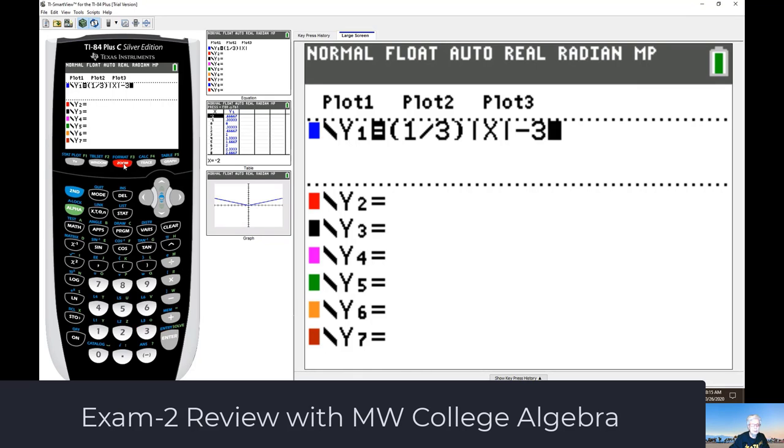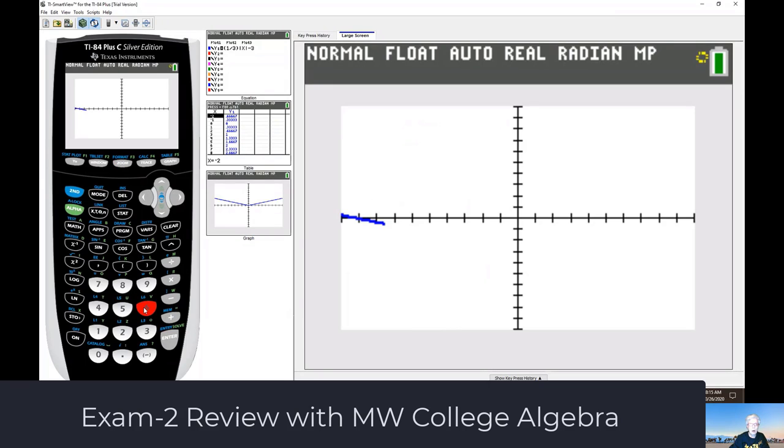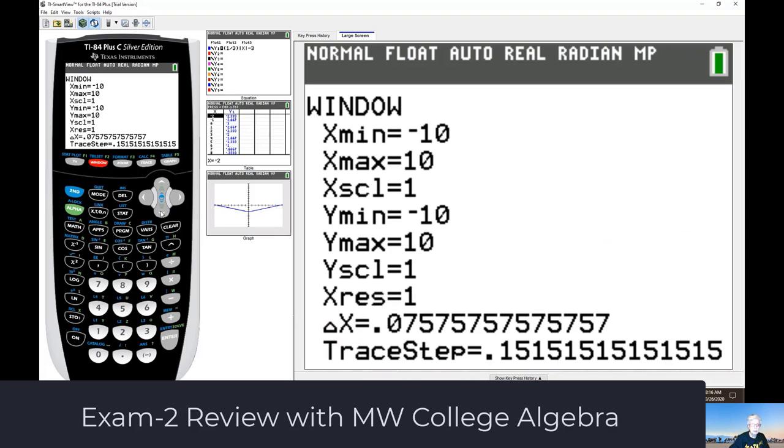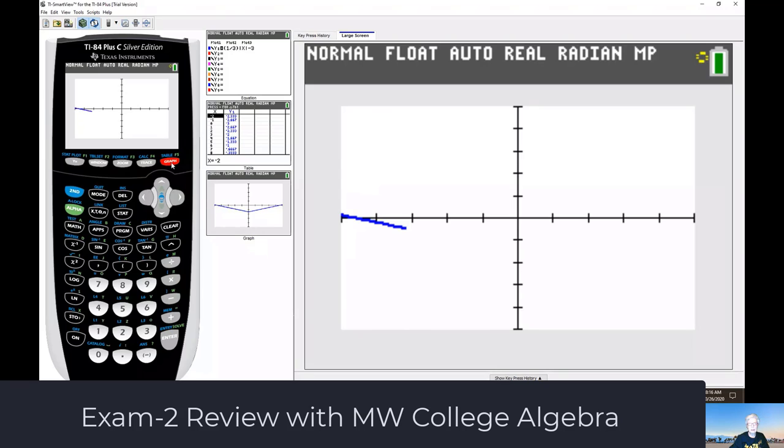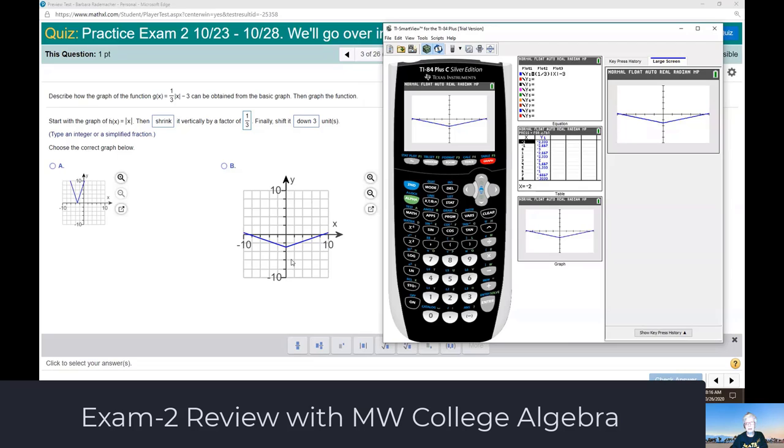The best way to graph it is by hitting the zoom button and then 6, because that automatically gives you a 10 by 10. Now the scale doesn't look the same, but you can go back into window, and if you want to, you can change the vertical scale, the Y scale, to 2, and the X scale, because that's the same. You can make this graph look exactly like that graph right there.